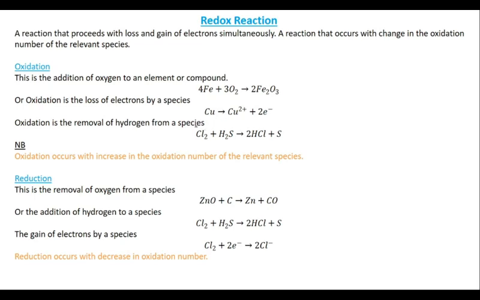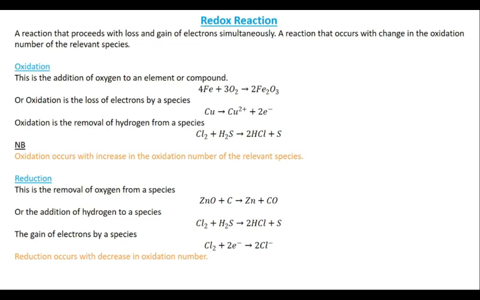Now another definition of oxidation is the removal of hydrogen from a species. We can see over here H2S losing its hydrogen to chlorine and now forming S. So we can say H2S has been oxidized because it has lost its hydrogen. Now one thing we need to take note of is the fact that oxidation always occurs with an increase in oxidation number of the relevant species.